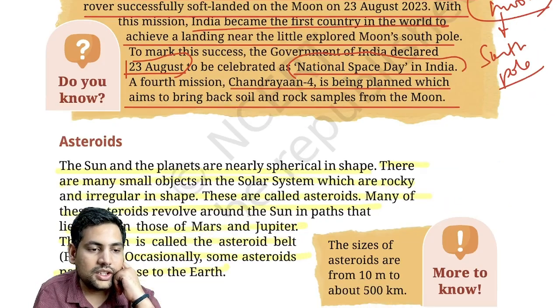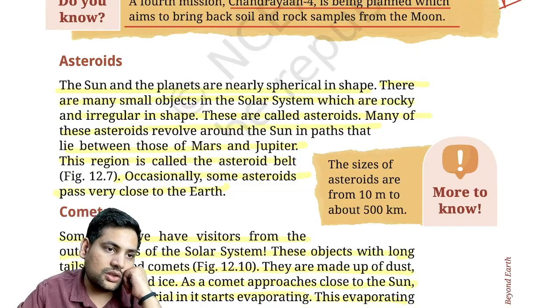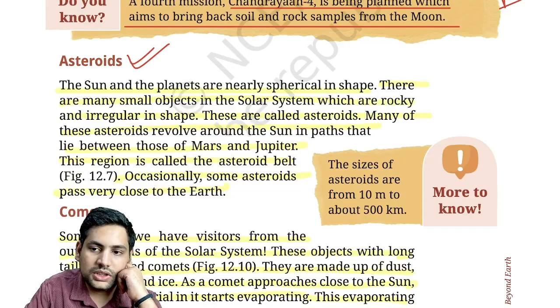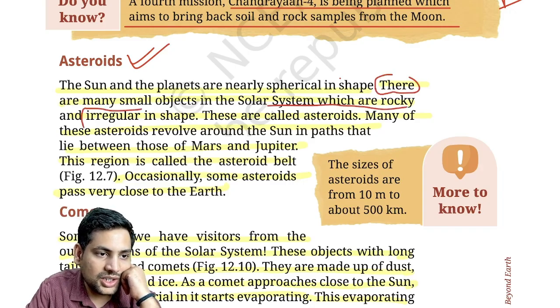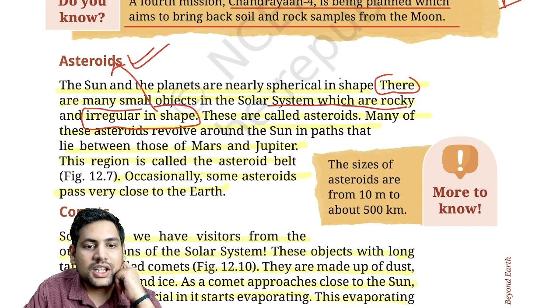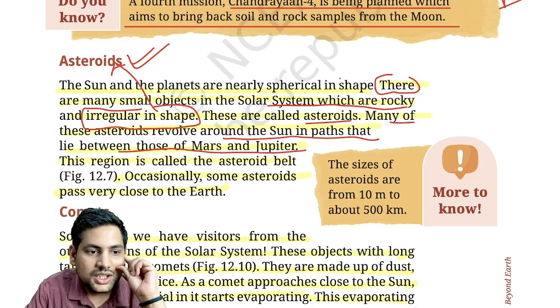Fine. Then next we come to asteroids. What are asteroids? The sun and the planets are nearly spherical in shape. There are many objects in the solar system which are rocky and irregular in shape. These are called asteroids. Many of these asteroids revolve around the sun in paths that lie between those of Mars and Jupiter. We saw that. This region is called the asteroid belt.